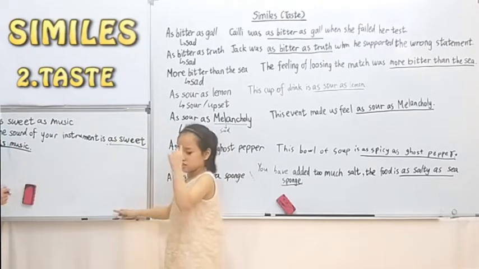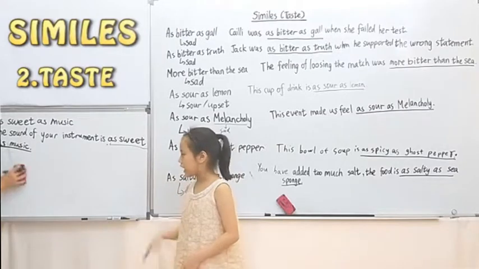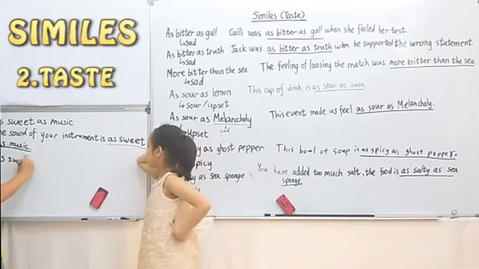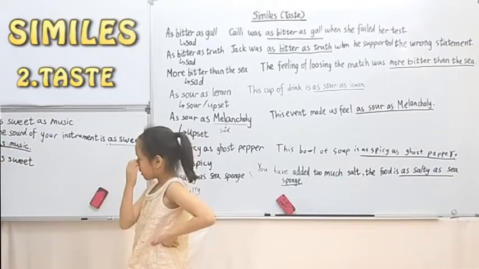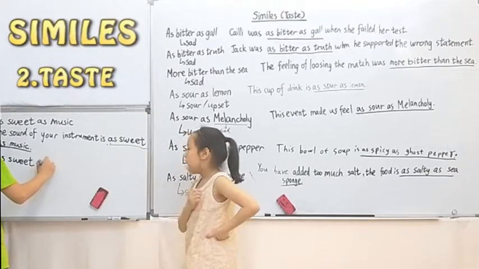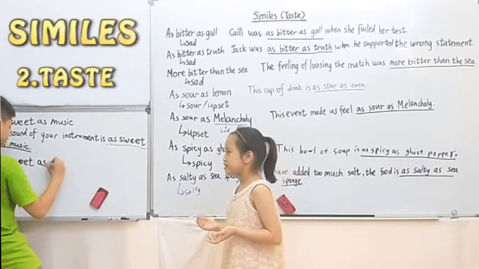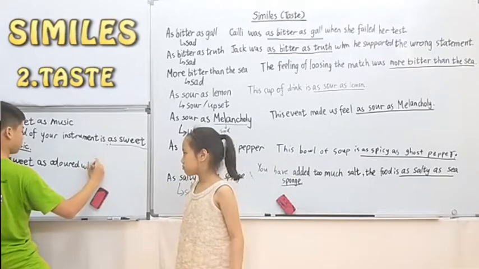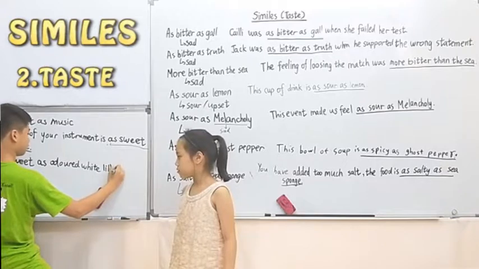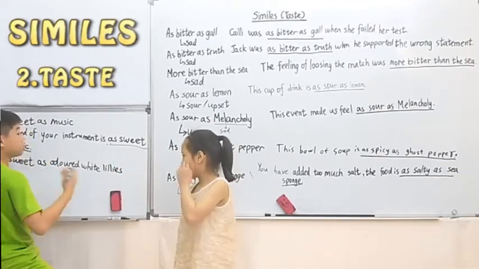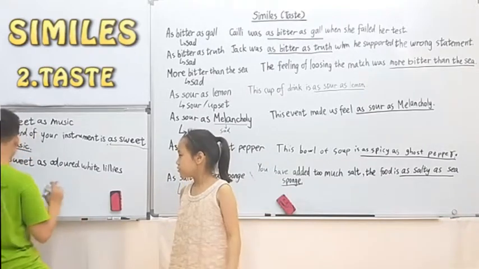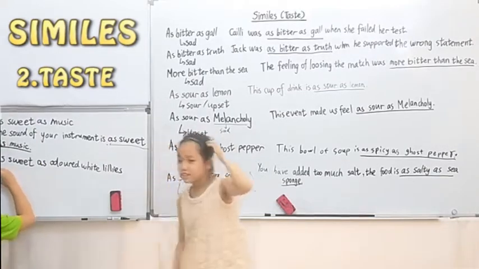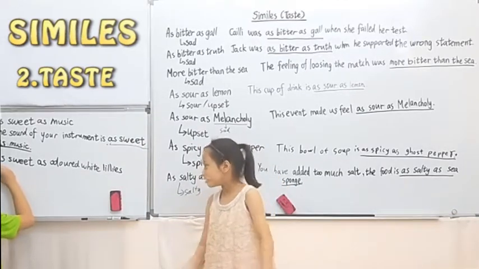Okay, so another one can be as sweet as... What else could be sweet? So here is what you hear, right? As sweet as older white lilies. That means what you smell is nice, right? So what can you have as an example? The smell of this piece of cake is as sweet as older white lilies.